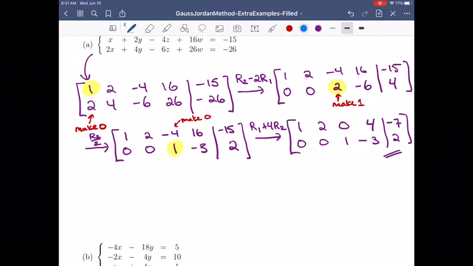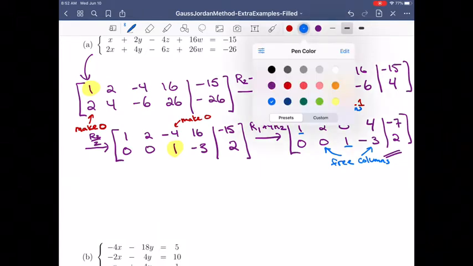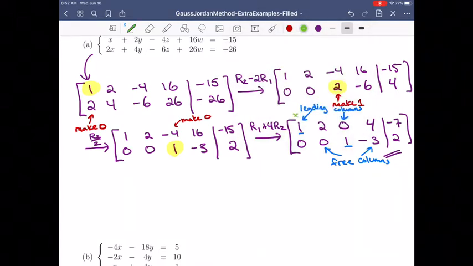Now, these columns with the leading ones, that's column 1 and column 3. Those are called leading columns, because they have these leading ones. That's the first one in any row. The other columns are called free columns. So the variables associated with these two are free to be whatever they want. We want to remember that it went x, y, z, w. So y and w are free to be anything.